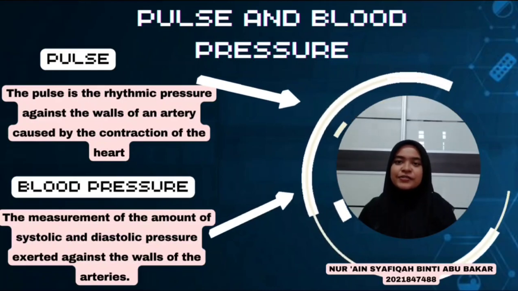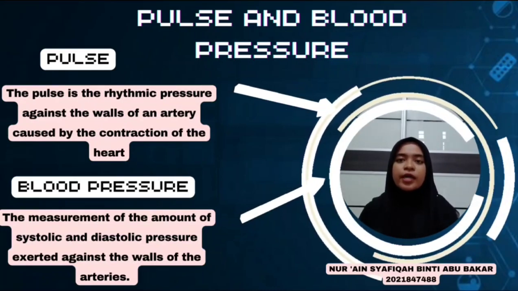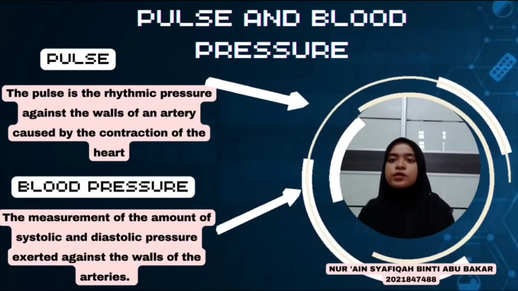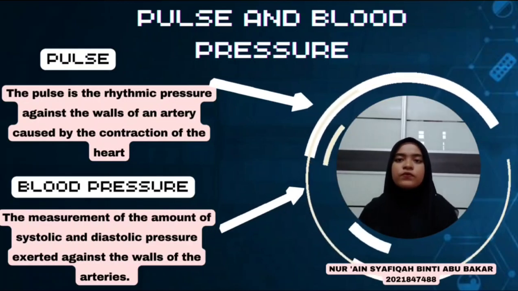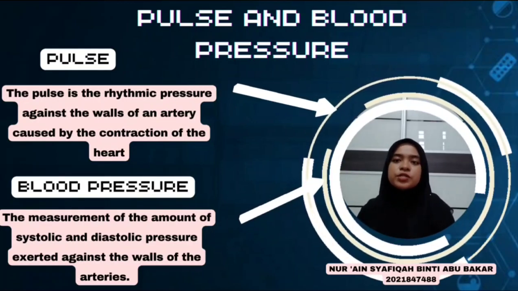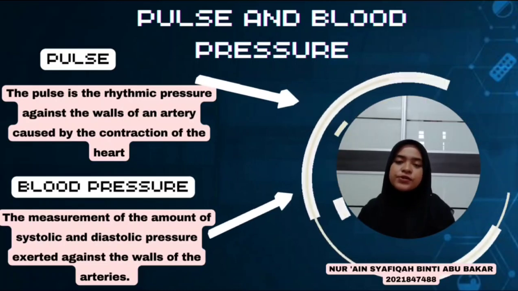The pulse is the rhythmic pressure against the walls of an artery caused by the contraction of the heart. Blood pressure is the measurement of the amount of systolic and diastolic pressure exerted against the walls of the arteries.